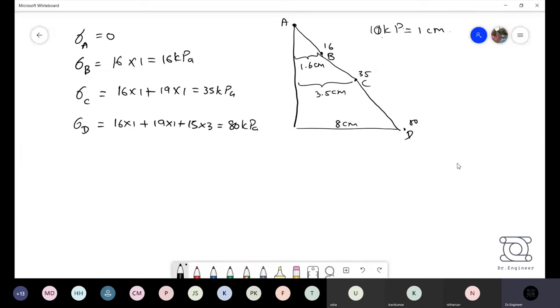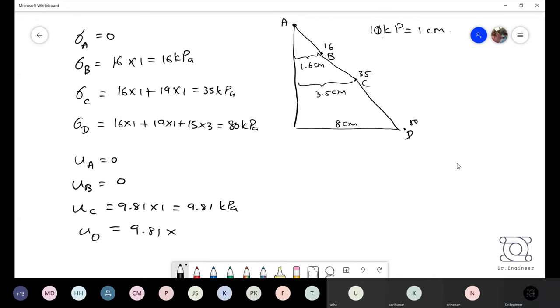Next is your pore water pressure. So UA is zero, UB is zero, and UC, it's 9.81 into 1. So 9.81 kilopascal. And again, UD, it's 9.81 into 4, right? So it is 39.24 kilopascal. So similarly, you have to take here. For A it is also 0, for B it is also 0, for C it's 9.81, and for D it's 39.24, point D. So you have to just draw this in this manner, right?